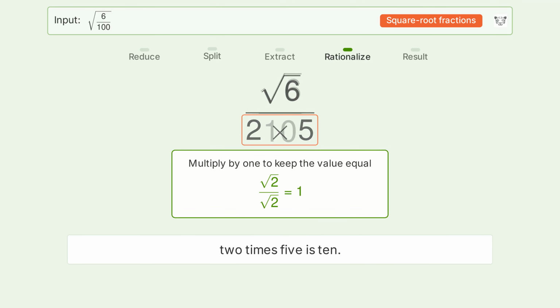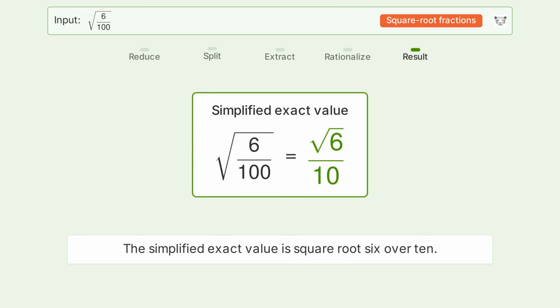2 times 5 is 10. The simplified exact value is square root 6 over 10.